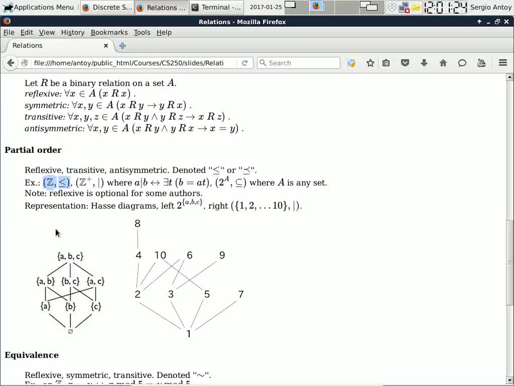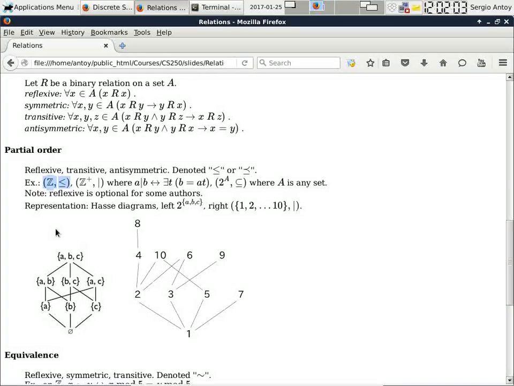Transitive, people were very happy with the transitive about the less than. This is transitive as well, the same way. Why is it antisymmetric? Because if x is less than or equal to y, and y is less than or equal to x, the only way you make this work is when they are equal. All right, so this is a partial order. No surprises.